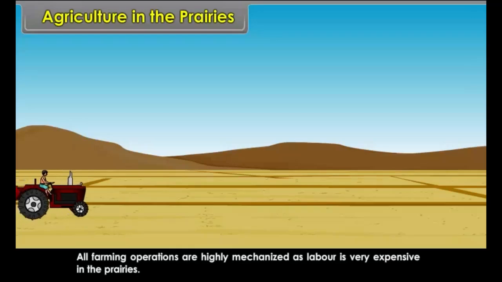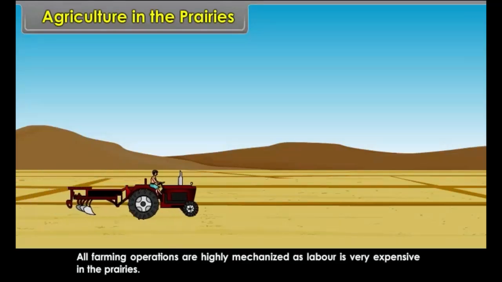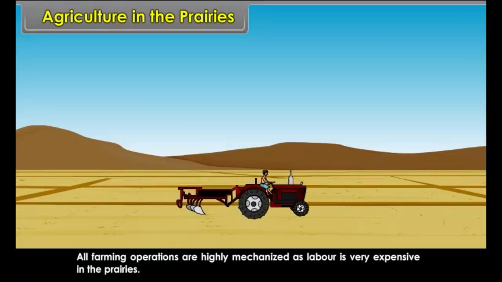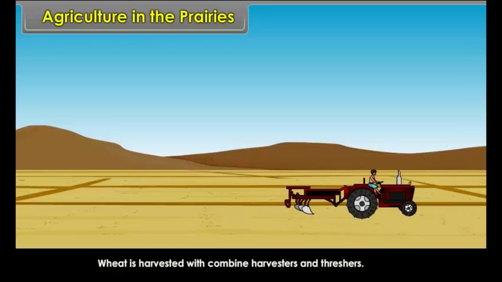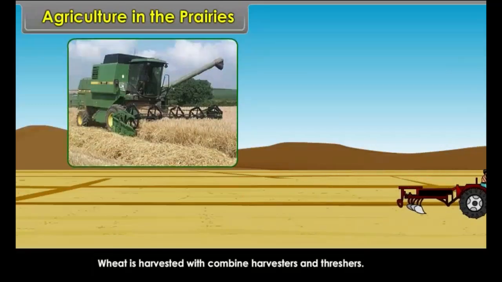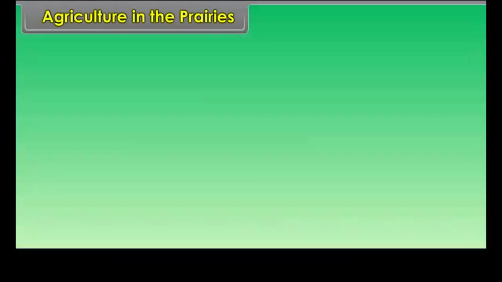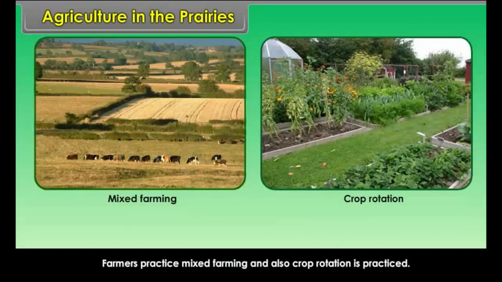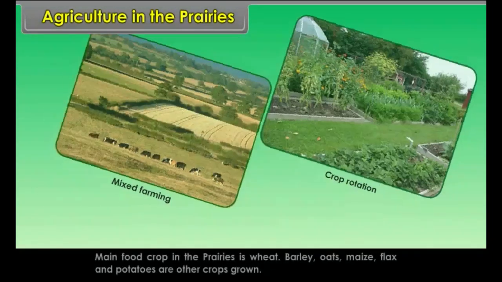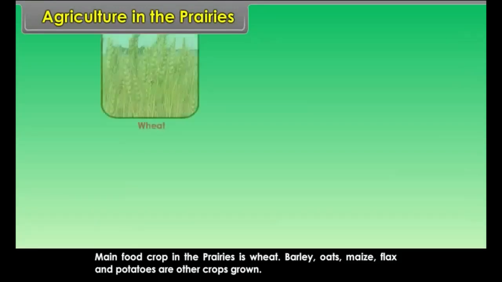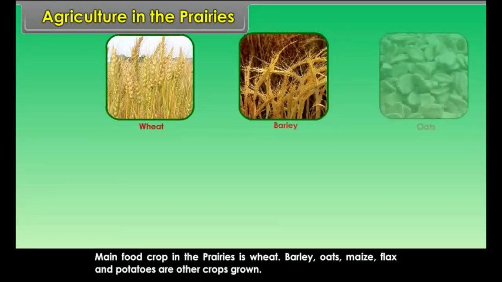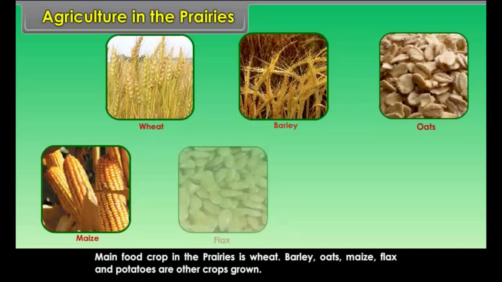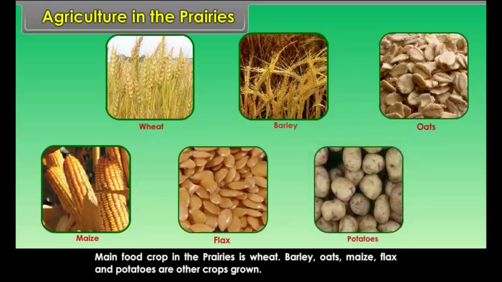All farming operations are highly mechanized as labor is very expensive in the prairies. Wheat is harvested with combine harvesters and threshers. Farmers practice mixed farming and also crop rotation is practiced. Main food crop in the prairies is wheat. Barley, oats, maize, flax and potatoes are the other crops grown.